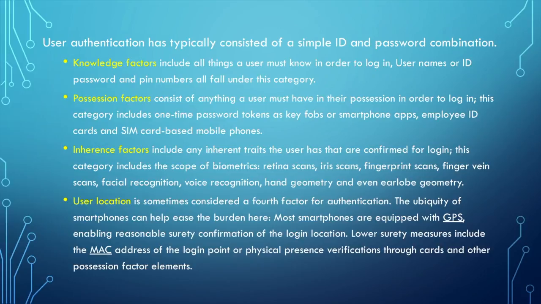User location is sometimes considered a fourth factor for authentication. The ubiquity of smartphones can help ease the burden here. Most smartphones are equipped with GPS, enabling reasonable surety confirmation of the login location. Lower surety measures include the MAC address of the login point, or physical presence verifications through cards and other possession factor elements.